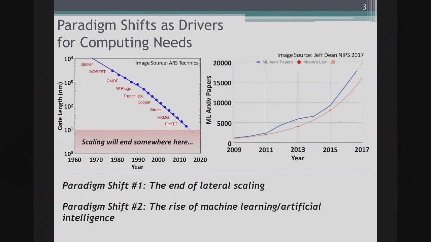Now, it turns out there's another paradigm shift that's happened over the past X number of years, which is where all of you come in. It's the fact that these machine learning and artificial intelligence algorithms are really valuable, right? So there's a lot of people making a lot of money on these.